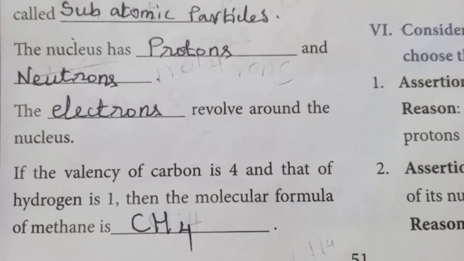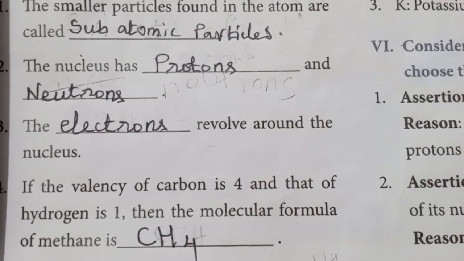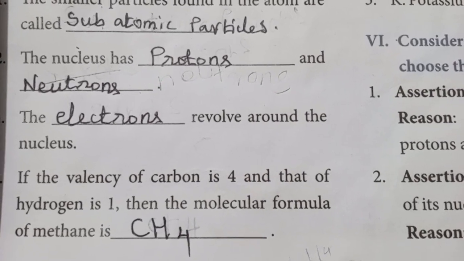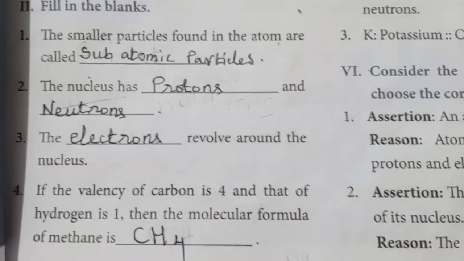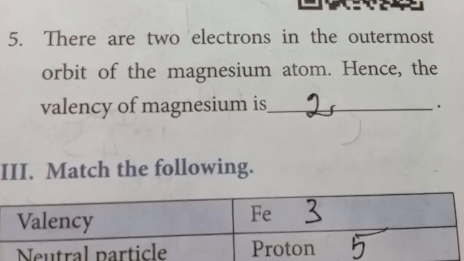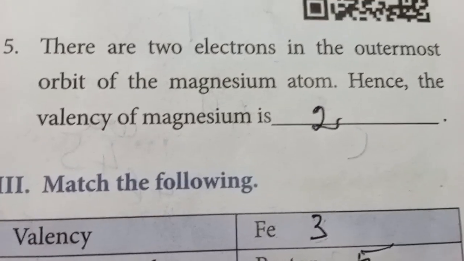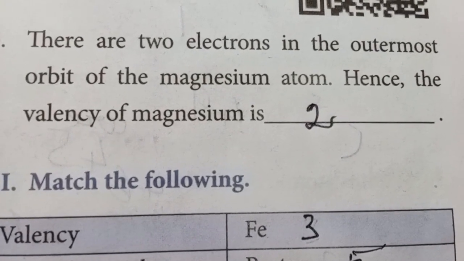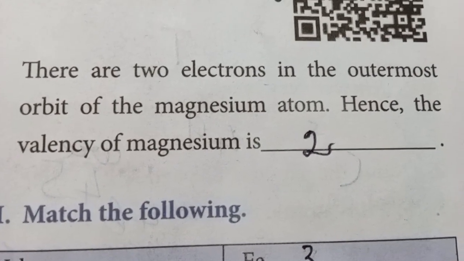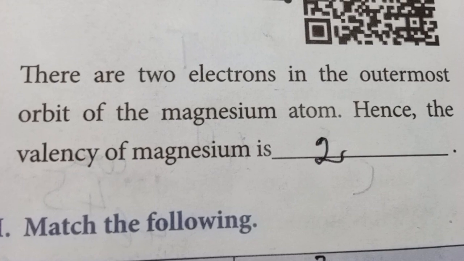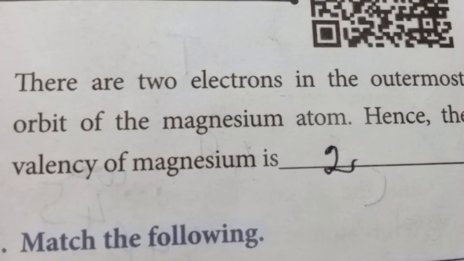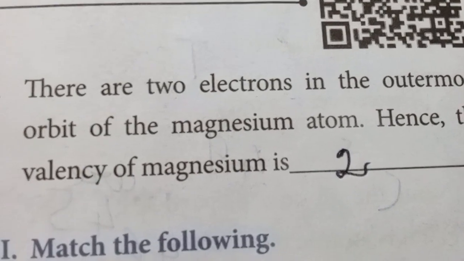If the valency of carbon is 4 and that of hydrogen is 1, then the molecular formula of methane is CH4. There are two electrons in the outermost orbit of the magnesium atom, hence the valency of magnesium is 2. As I told earlier, the number of electrons present in the outermost orbit of any given atom is known as the valency of that atom. So ultimately 2 is the valency of magnesium.